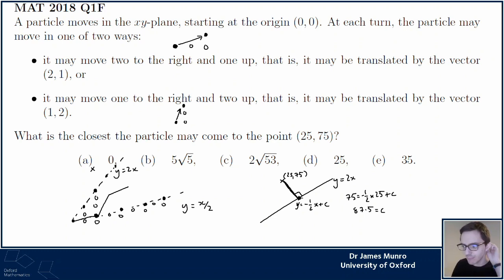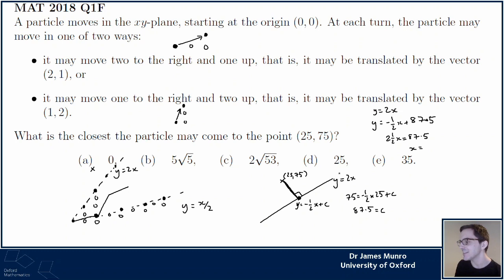Now at this point, I've put a half here, and I'm worried that this point where the perpendicular meets the line might not be an integer point. It might not be a point that the particle can actually get to, but I'll look at nearby points. This should give me a good idea of what the nearest point might be. It's going to be near to the nearest point, I think. Okay, let's find out where this line intersects with y equals 2x. Let's find out the point of intersection. So the point of intersection would have y equals 2x, and also y equals minus 1/2 x plus 87.5. So if I try and solve those, then I'll get 2.5x is equal to 87.5.